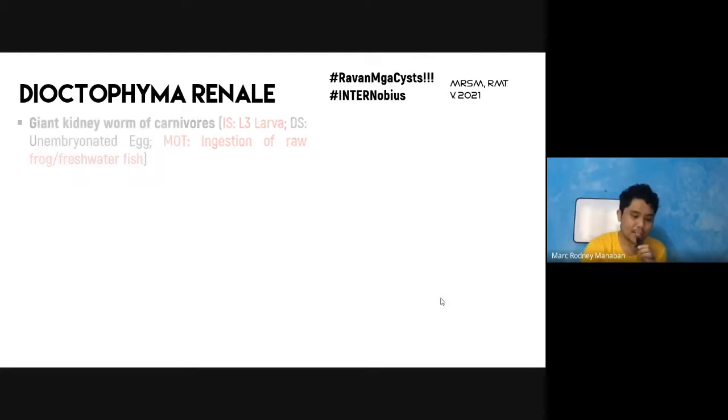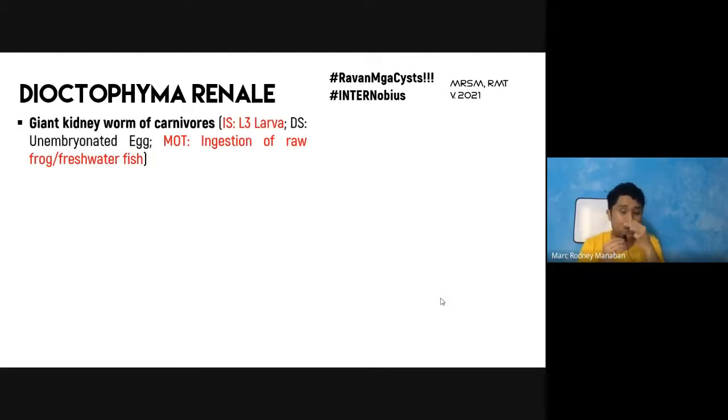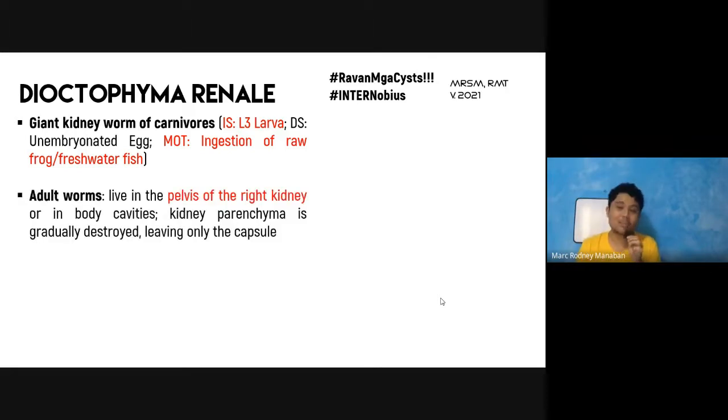Alright. Next, you have Dioctophyma renale, also known as the giant kidney worm. It is in the name: renale, renal, so it prefers the kidneys. The infective stage is still the L3 larva. The diagnostic stage is the eggs. And the mode of transmission is still ingestion of raw frog or fish. So, you get a lot from raw food. But raw is delicious. Joke.